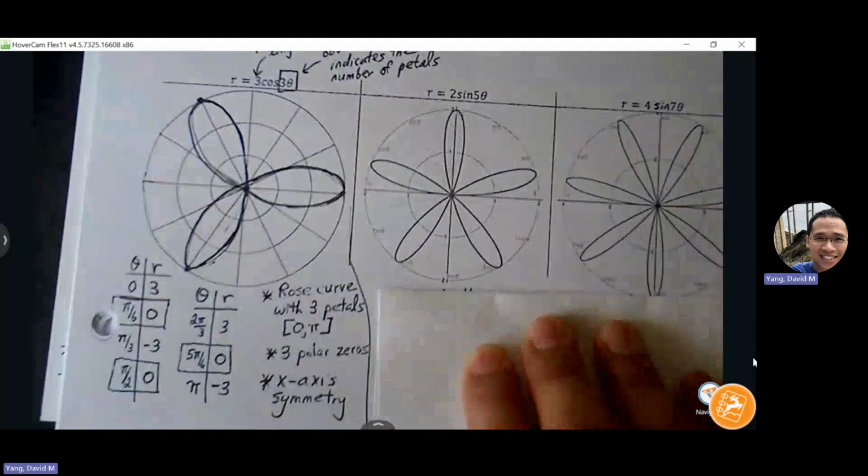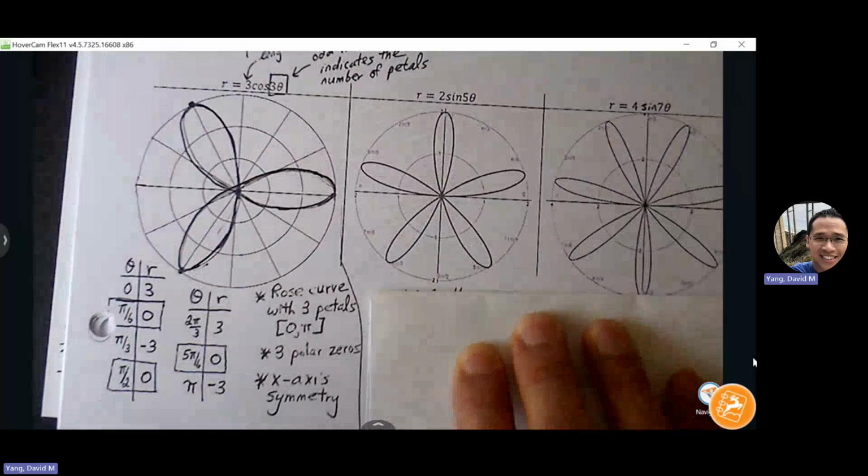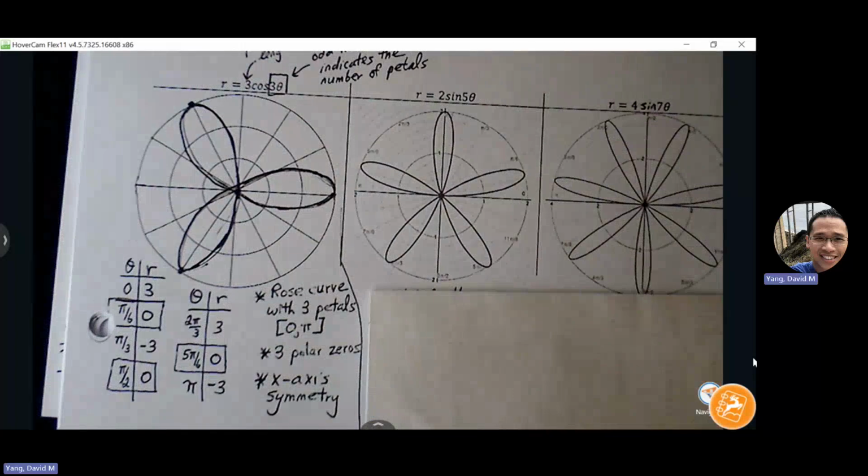Okay, so we call this a rose curve with 3 petals. Notice that it completes its full cycle in that interval from 0 to pi. 3 polar zeros allows the graph to close off the petals 3 different times. And because it's a cosine graph, we're going to have symmetry about the x-axis.